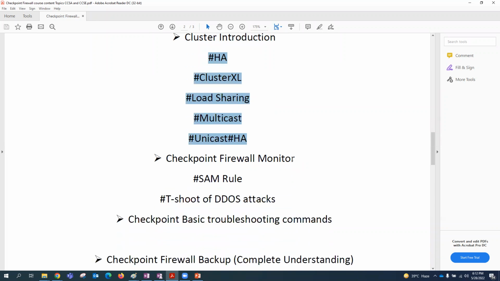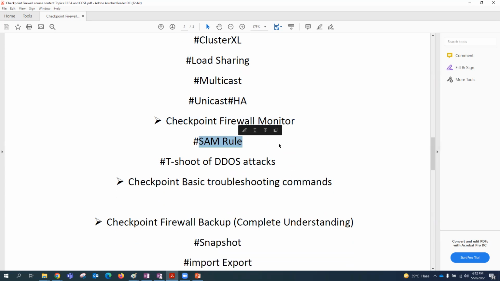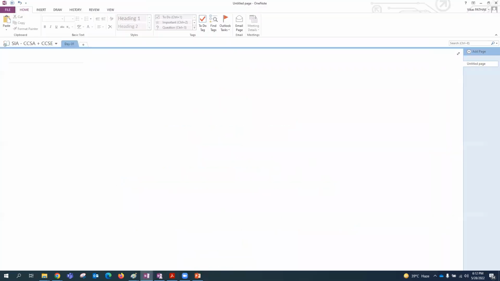We'll have a detailed discussion about the Checkpoint firewall monitor blade, where we'll discuss the SAM database rule, what is a SAM rule, and how to create it, how to prevent DDoS, whenever, let's suppose, there is some unwanted login authorization. You have a DMZ connected with your firewall, right? And for an example, let me take you to OneNote, and I'll explain you over there.